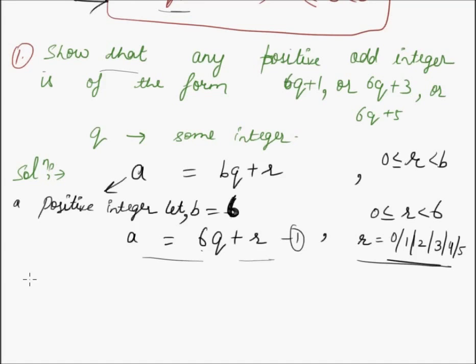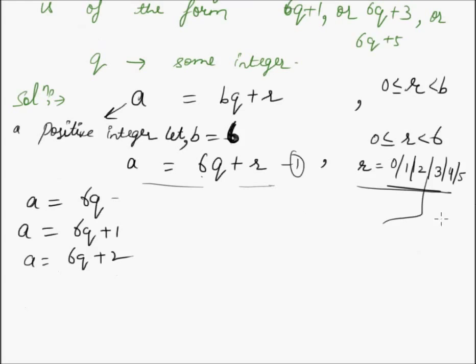Thus we will get a as 6q if r is 0, plus 0 will simply mean 6q. a will be 6q plus 1 if r is 1. a will be 6q plus 2 when r is 2. a will be 6q plus 3 when r is 3. Then we will have a as 6q plus 4 and 6q plus 5 for the values of r as 4 and 5.